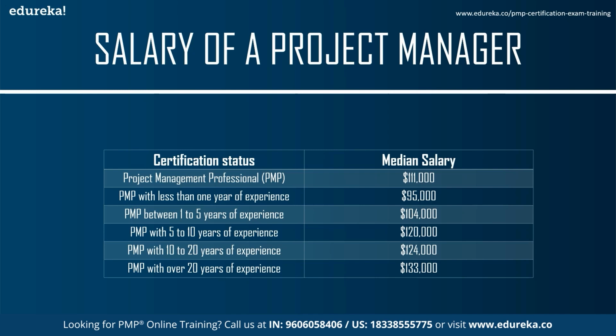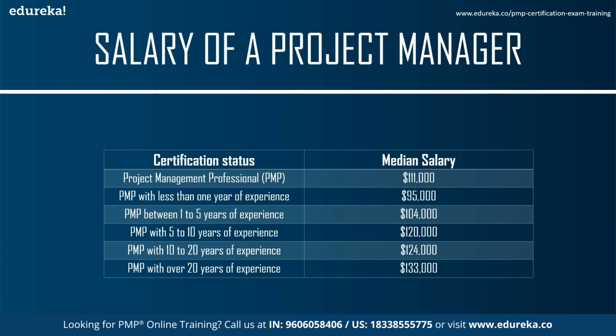As you can see, the Project Management Professional certification will allow you to completely skill up, and the median salary is about $111,000. PMP with less than 1 year of experience gives you a median salary of about $95,000. PMP between 1 to 5 years of experience gives you around $104,000.